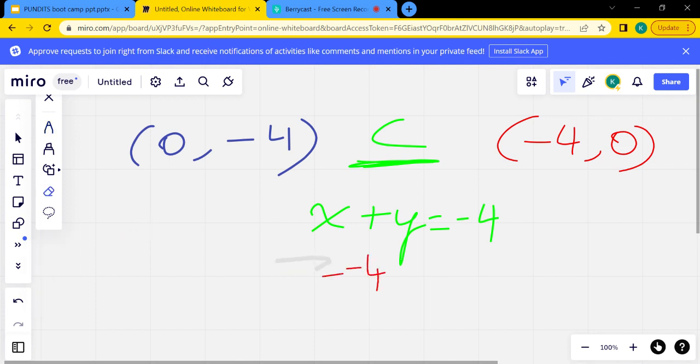First point satisfies it. Let's take a look at the second point. Negative 4 and 0. Negative 4 plus 0 is negative 4. That also satisfies it. That means we found our answer choice. The correct answer is C.